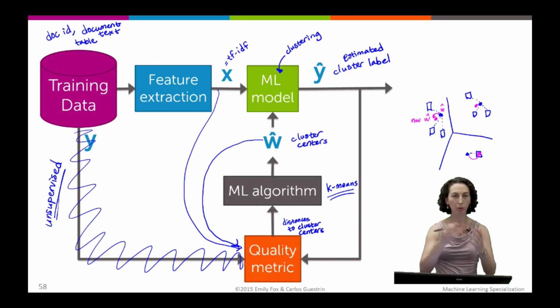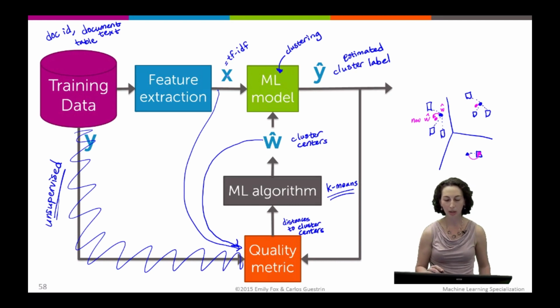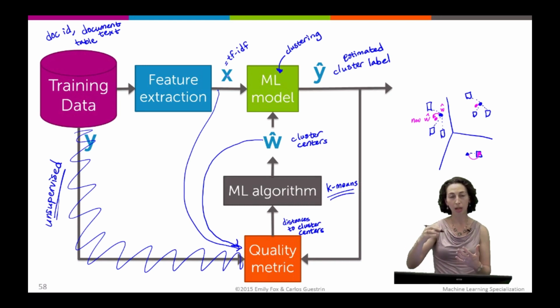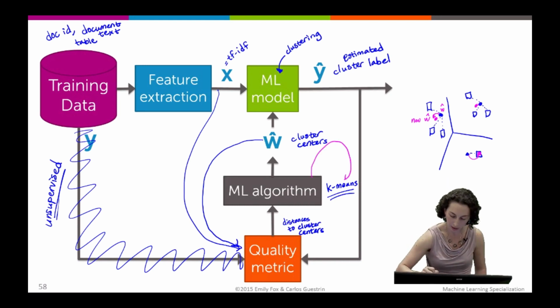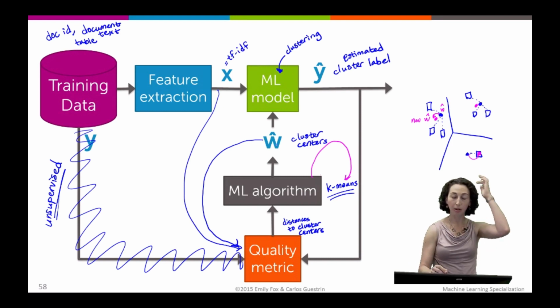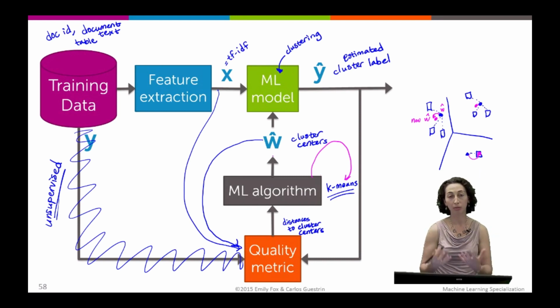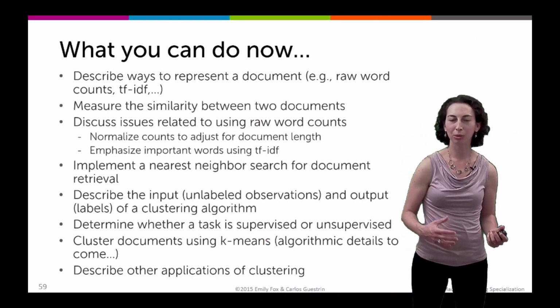We take our documents, we represent them in some way using either raw word counts, TF-IDF, normalizations of these things, lots of different bigrams, trigrams, things we can look at for our document representation. Then our clustering algorithm, like k-means, is producing cluster labels, and iteratively we're looping through here again and again, updating our cluster centers, that's the parameters of this clustering model, by looking at how far our assigned observations are to those cluster centers.